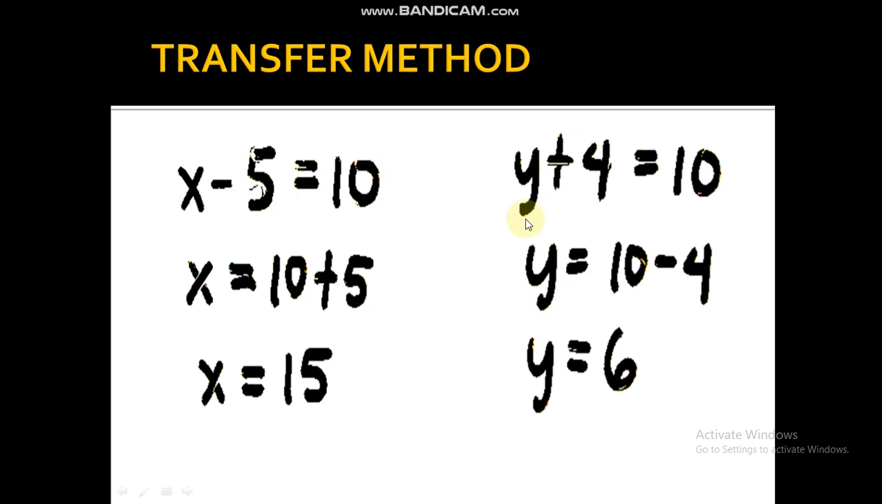Okay, on the right side we have y plus 4 equals 10. Since we want to look for the value of the variable y, we transfer 4 to the right hand side. So 4 becomes negative here on the right hand side, and then we have the subtraction 10 minus 4. That gives 6 as the difference on the right hand side. We transfer 4 because we want y to be the remaining term on the left hand side.